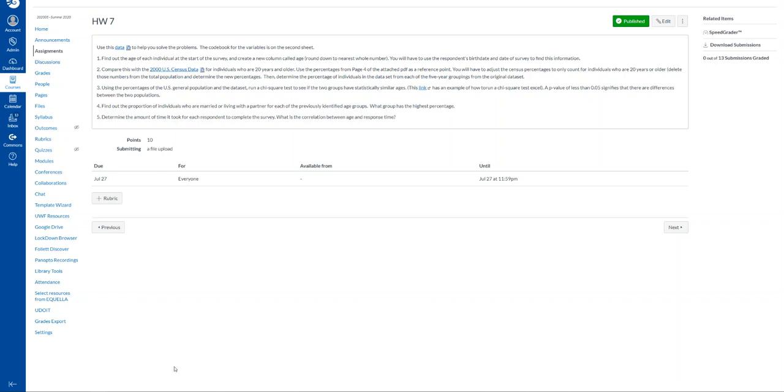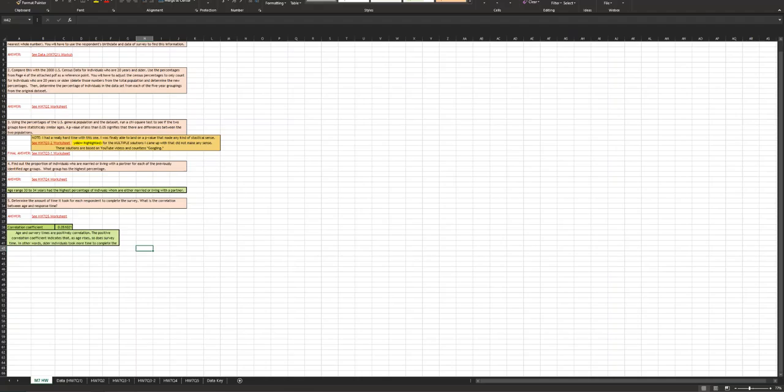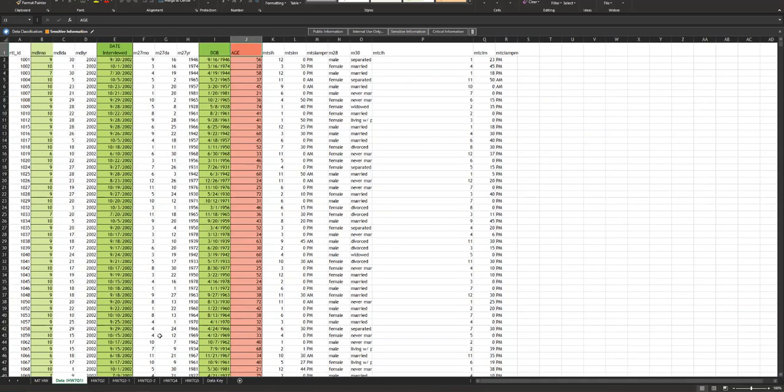So this is for homework 7. The first question says, using this data, find out the age of each individual at the start of the survey. And to do that, you need to create a new column called age. You have to use the respondent's birthday and the date of the survey to find this information. So for number 1, we just need to figure out how old they were when they took the survey. And one of your classmates, I thought, did a really good job here.